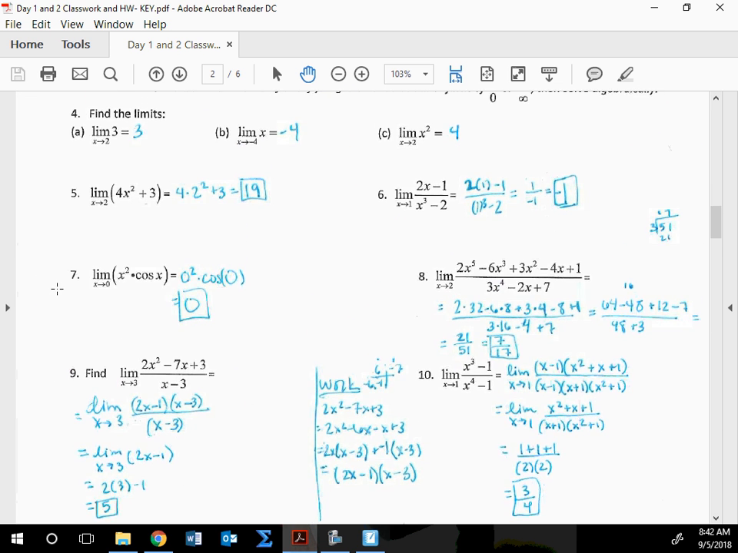We talked about how we can factor, conjugates. Remember, please, please, please, always first check to see if you can do direct substitution before trying anything else.